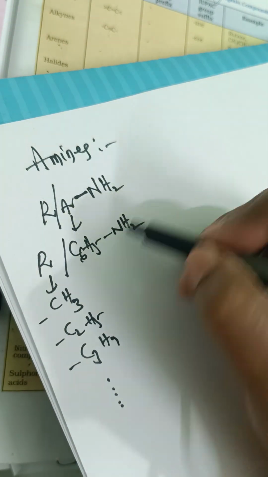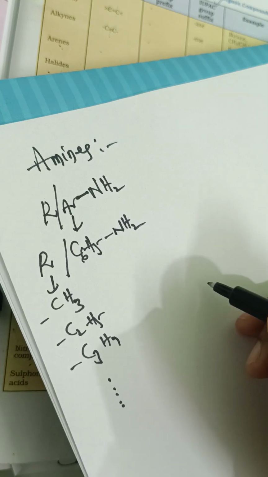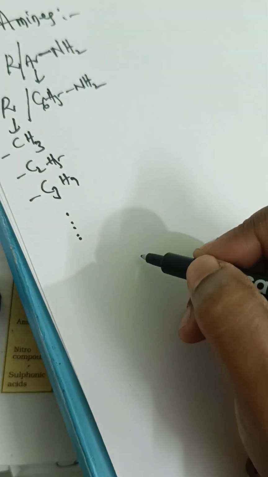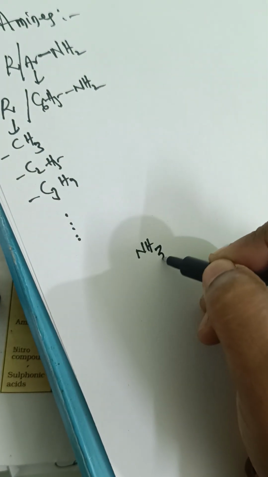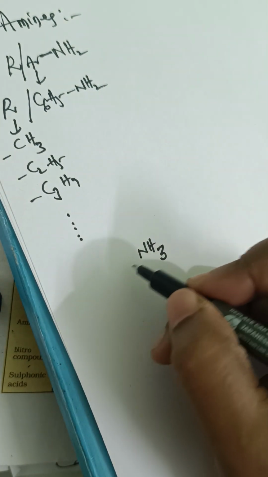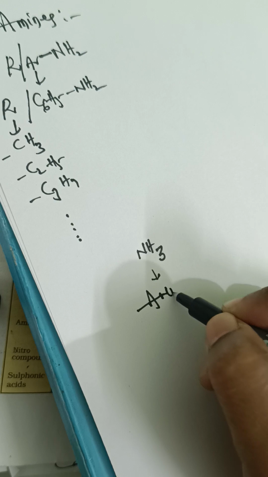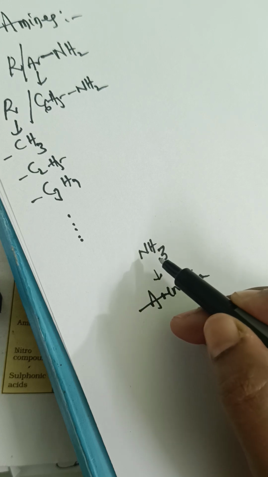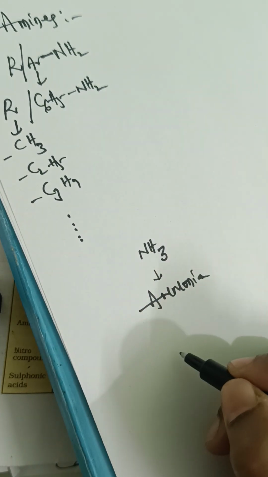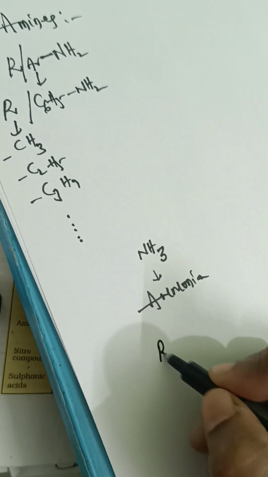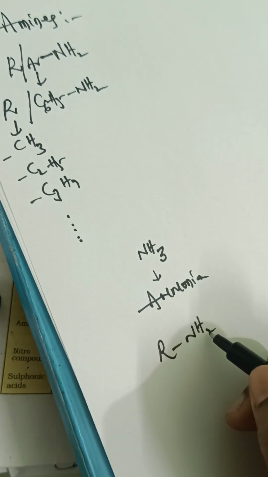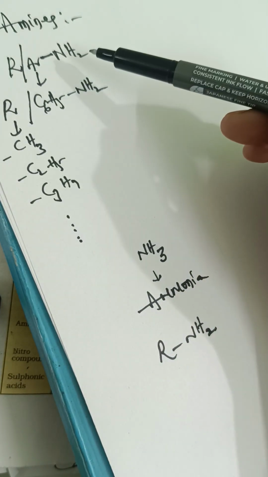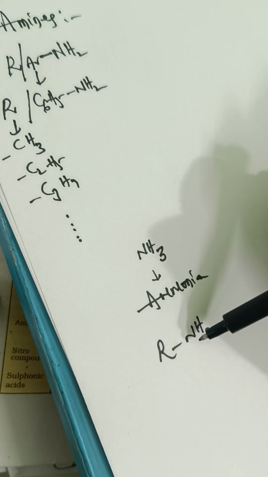You see how you are getting this. Everybody knows what ammonia is. The chemical formula for ammonia is NH3. If you replace one of the hydrogens by an alkyl group, you will get this structure, R bond NH2. So you are getting an amine.